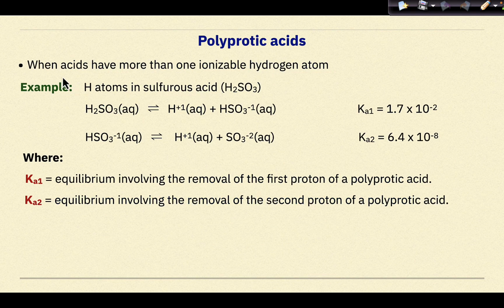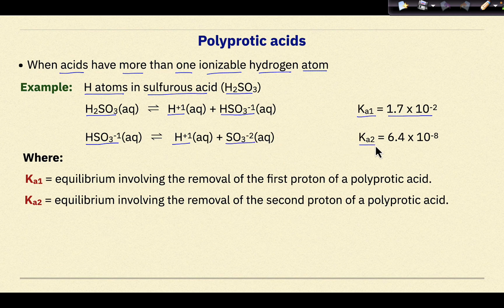Polyprotic acids. When acids have more than one ionizable hydrogen atom. So for example, the hydrogen atoms in sulfurous acid, H2SO3. We can write the equation: H2SO3 ionizes, and here's our first hydrogen ion, forming HSO3-1, and that has a Ka value of 1.7 times 10 to the negative 2. Our next equation is HSO3-1 ionizing to remove the second hydrogen ion and forming SO3-2.